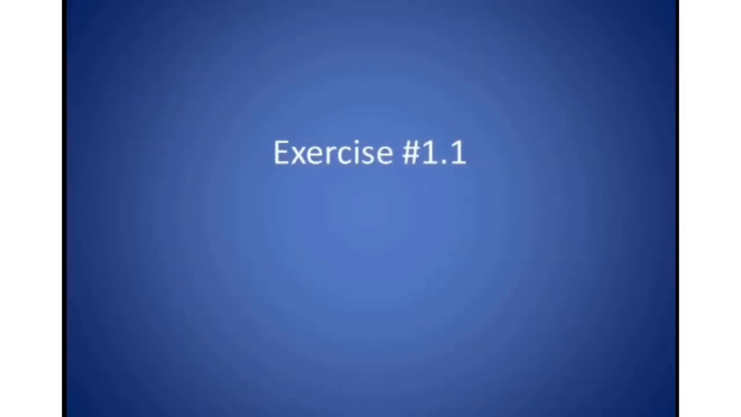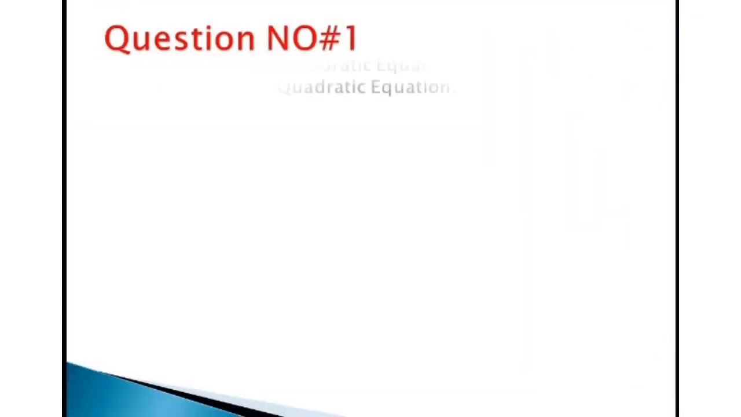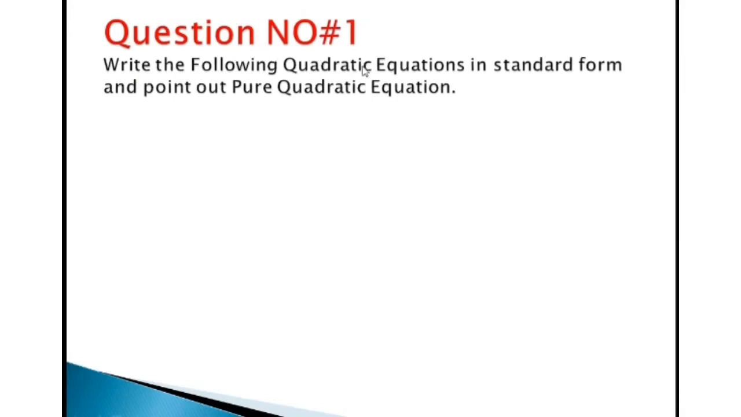Now we are starting exercise 1.1. Question number 1 is: write the following quadratic equations in standard form and point out pure quadratic equations. In question number 1, there are 6 questions of quadratic equations which are not in standard form. We have to write them in standard form, and if any is a pure quadratic equation, then we mention in the question that this is a pure quadratic equation.